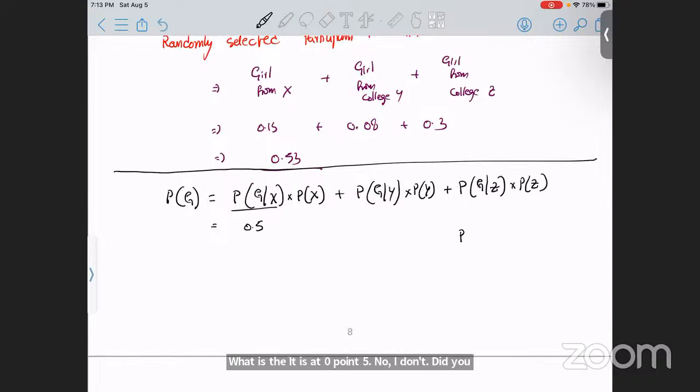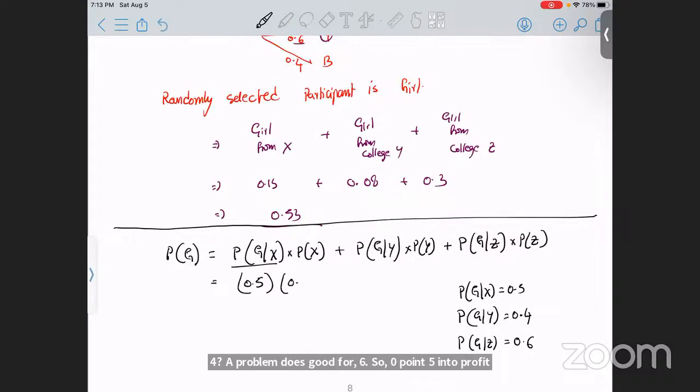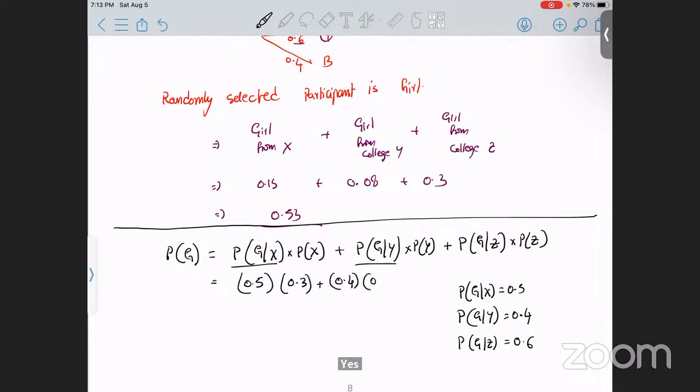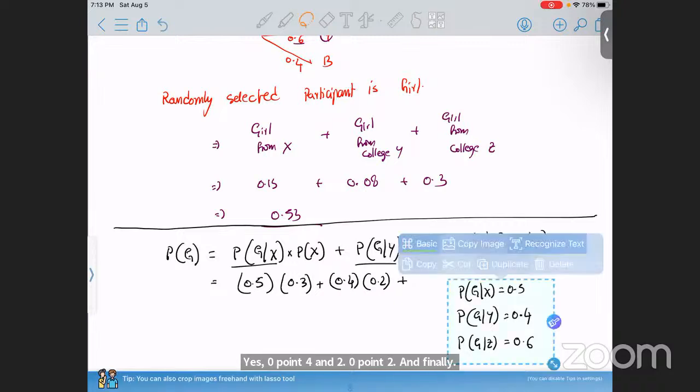Should I write this? Look, I am writing it. The probability of girl from college Z equals 0.6. So 0.5 into the probability of X, which is 0.3, plus 0.4 into 0.2. And finally, what is the last thing?